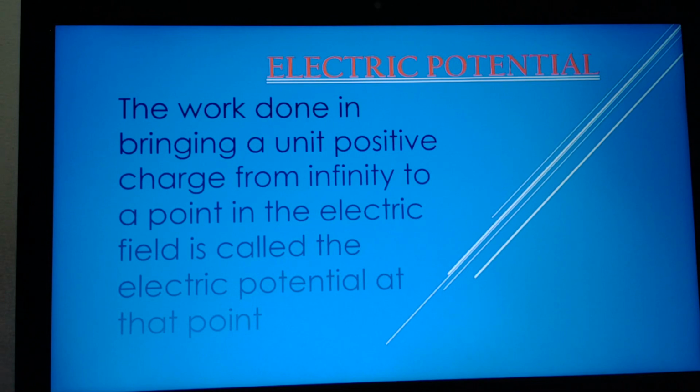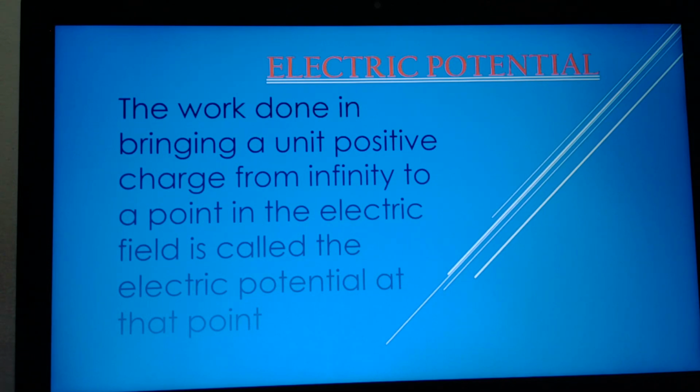And now you are bringing the unit positive charge from a point where the potential is 0 to the point where you are finding the potential. So that will be the electric potential at that particular point. It will be more clear when we define electric potential difference.